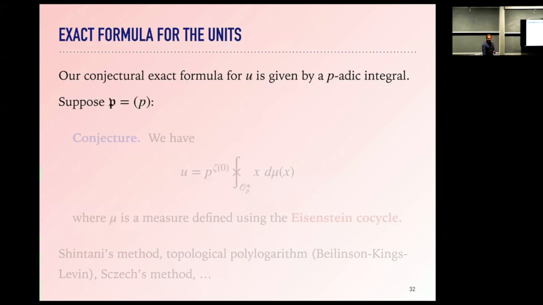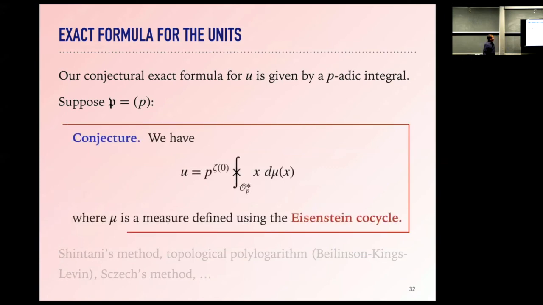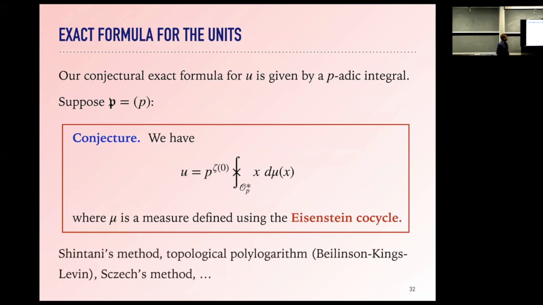Okay, I want to end with the discussion of the exact formula for units. I know I'm out of time. Our conjectural exact formula is given by a p-adic integral. Suppose p is generated by the rational prime p for simplicity. Then the formula has the shape that u is a power of p times an integral, in the sense of Darmon, a multiplicative integral of the function x with respect to a certain measure defined using the Eisenstein cocycle.